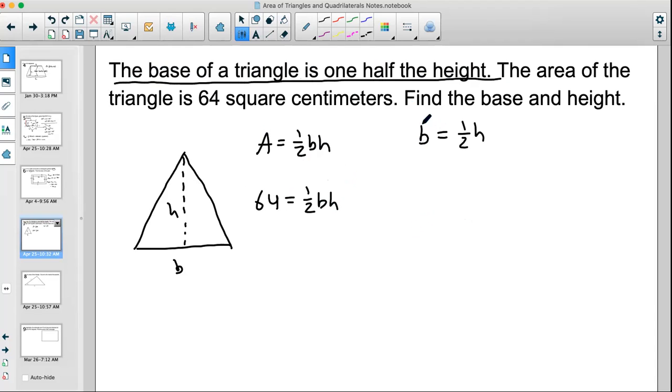So what that means is instead of writing a B in this equation, this is like a system of equations, which we studied before. I can replace that B right here with 1/2 H. That's what I'm going to do.